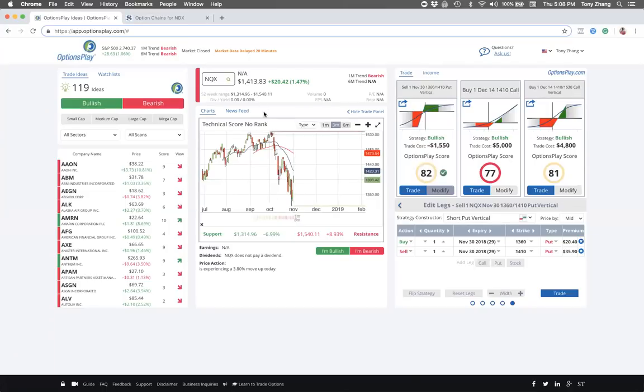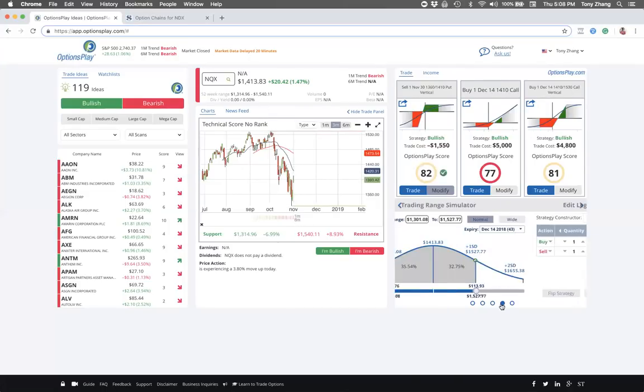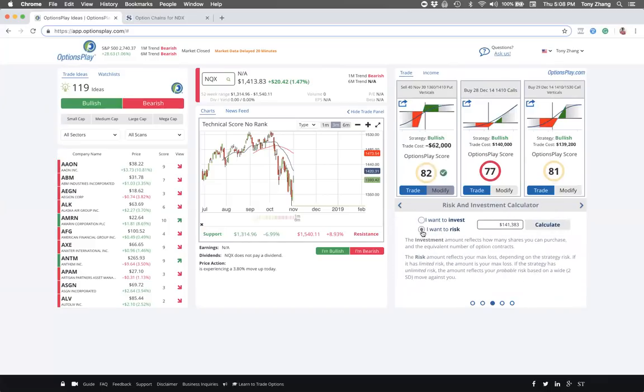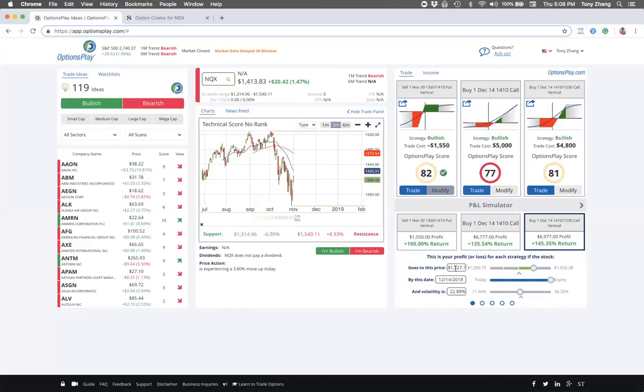So if I think the index is going to go back to its, and actually before I do that, let's make sure that I'm risking the same amount of money. Let's say I'm willing to risk $5,000 on this trade. So let's compare this apples to apples and say, if the index, which is currently around 1413, goes back up to 1420, which is the 20-day moving average, as you can see here, only the credit spread makes you money. The other two strategies you're going to lose money on.